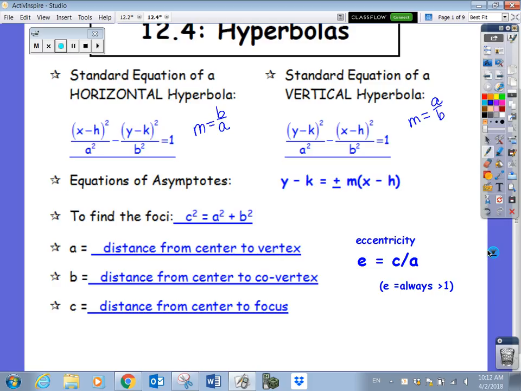A, B, C, and D and the eccentricity, all of those things are the same. Distance to the vertex, the covertex, the focus, and then eccentricity is c over a. And for hyperbolas, e is always going to be bigger than 1. Not something that you necessarily have to know, but that is something that will always happen. The eccentricity is the same as it was for ellipses: c divided by a. And that'll just help us. Sometimes the information is given, and it helps you to find the c or the a so that you can find the b.